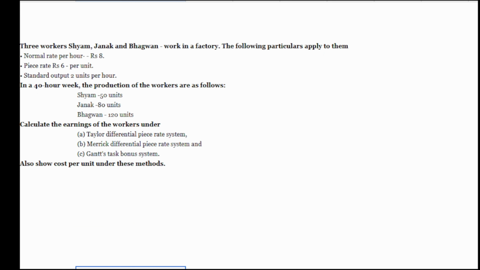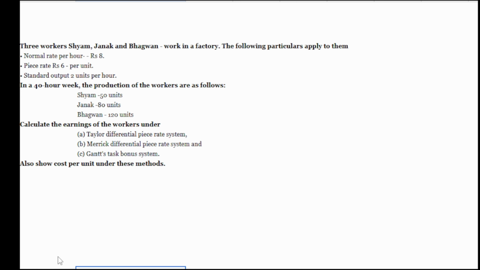So we will see a problem based on the Taylor, Merrick and Gantt's plans. So here is the problem. Three workers, Sham, Janak and Bhagwan, work in a factory. The following particulars apply to them. The normal rate per hour is 8. Piece rate is 6 per unit. Standard output is 2 units per hour. In a 40-hour week, the production of the workers is as follows: Sham 50, Janak 80, Bhagwan 120. Calculate the earnings of the workers under Taylor, Merrick and Gantt.